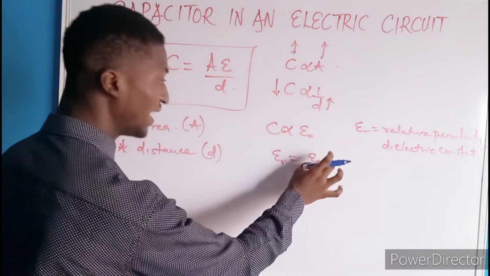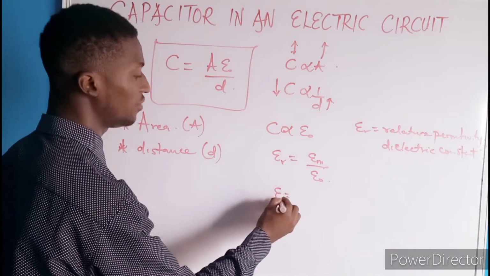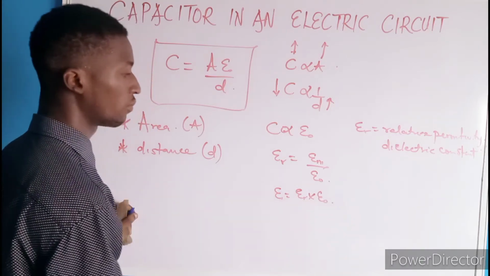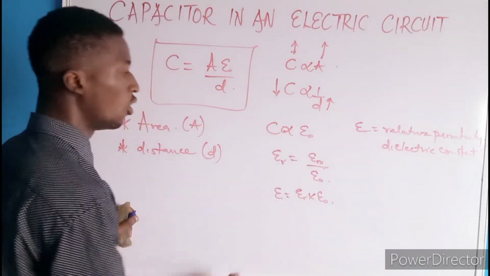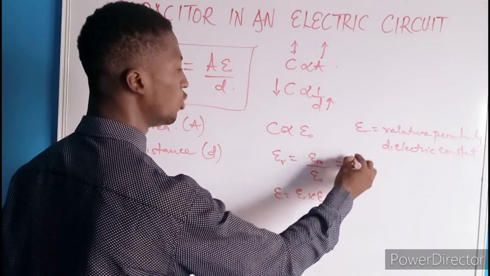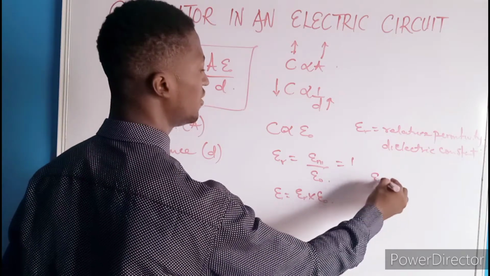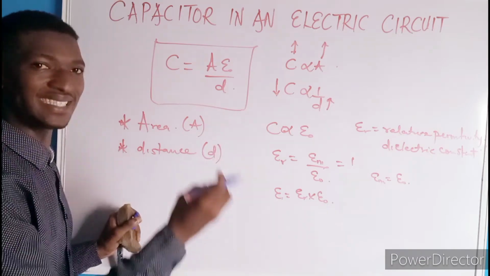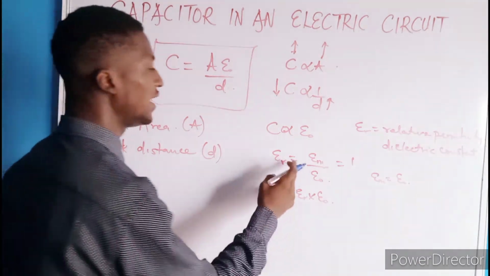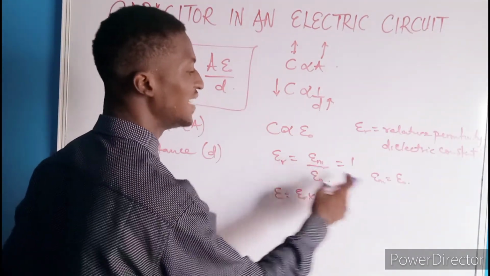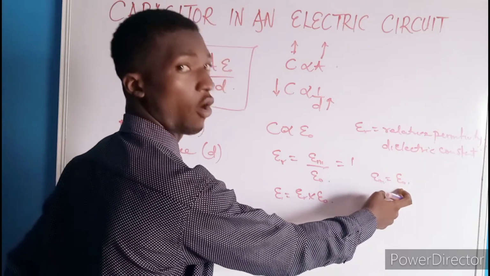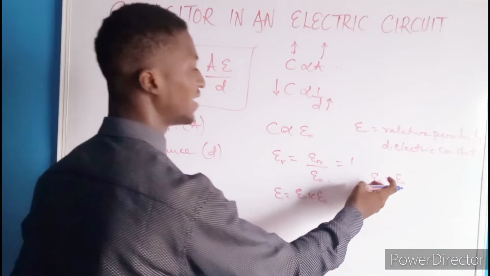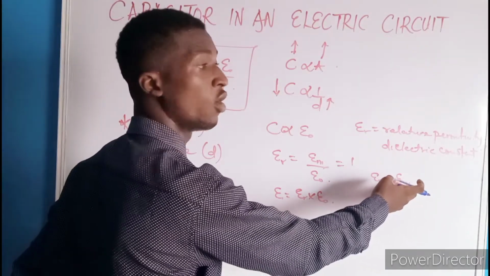Meaning that for a material, the permittivity of that material is the relative permittivity times E naught. From this expression, when the relative permittivity is 1, it means that the permittivity of the material is equal to the permittivity of free space. But when it is less than 1, the permittivity of the material is lesser than that of free space. And when it is greater than 1, the permittivity of the material will be greater than that of free space.